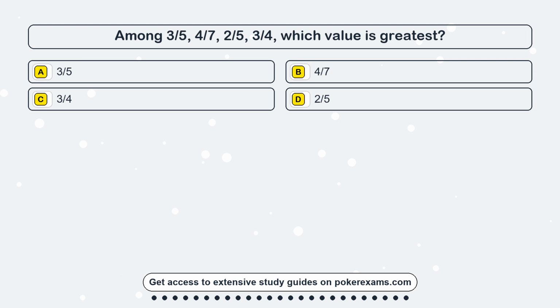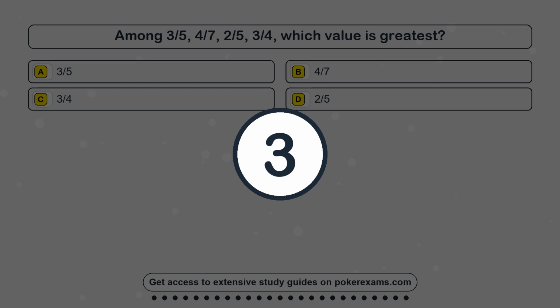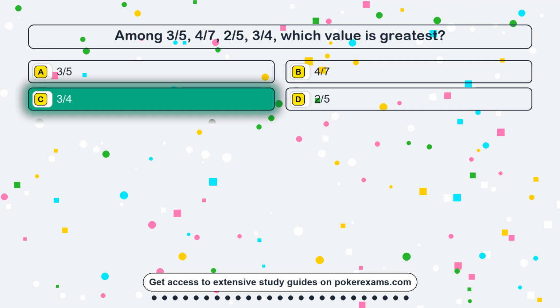Question 2. Among 3/5, 4/7, 2/5, 3/4, which value is greatest? Option A 3/5. Option B 4/7. Option C 3/4. Option D 2/5. The correct answer is option C, 3/4.